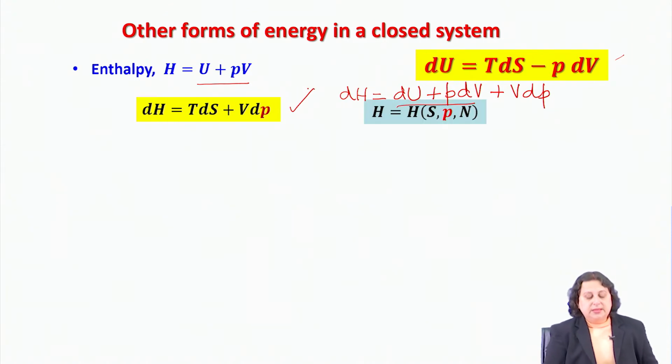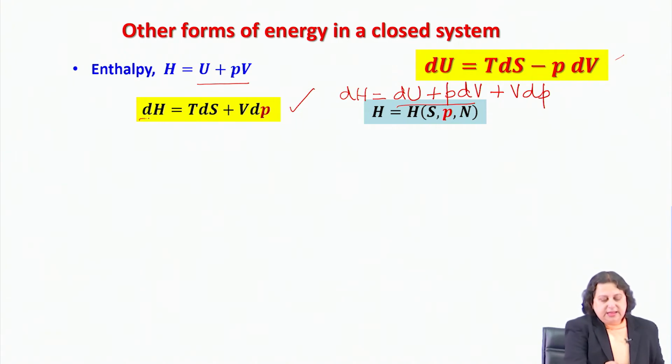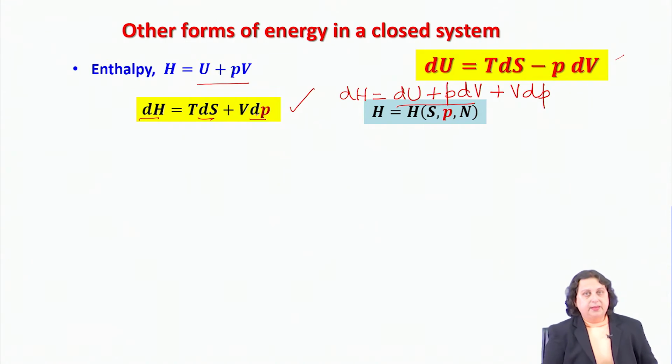Similarly, this tells us that dH depends on dS and dP. Therefore, I can say that if the equilibrium state of my system is defined in terms of S, P and N, then H will directly depend on the variation of S and P in a closed system.